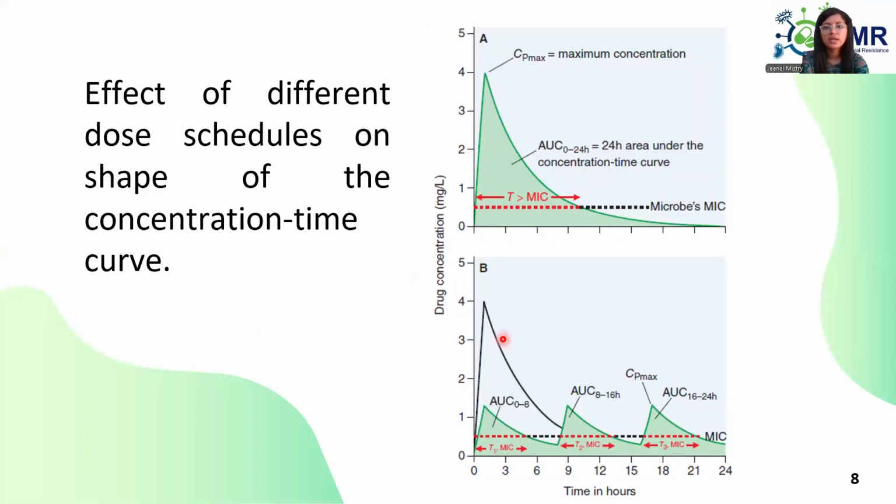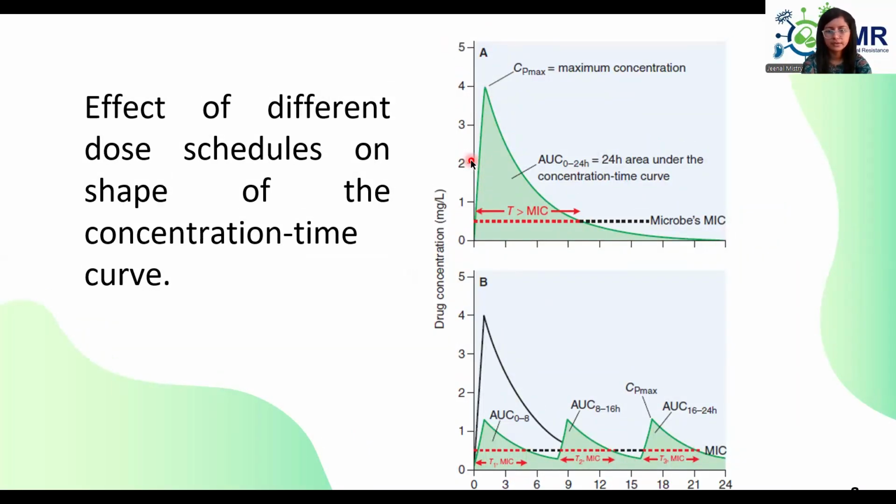So this is the graph showing the effect of different dose schedules on the shape of the concentration versus time curve. The x-axis shows the time in hours versus the y-axis showing the drug concentration, and how the area under the curve, dosing schedule and dose affect these parameters. Before I go to that particular graph, let me explain what the basis of dose selection is.